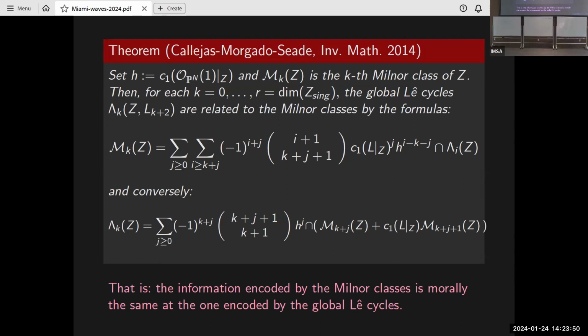So in other words, you have a compact hypersurface. At each point, you have a local cycle that gives the topology of the local Milnor fiber. You can globalize that to global cycles. On the other hand, you have the Milnor classes, which are defined as the difference of different classes that generalize the Chern classes. And it turns out that the information you get from one side is essentially the same as the information you get from the other side.